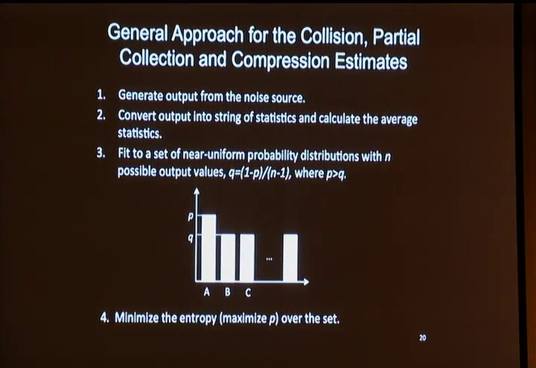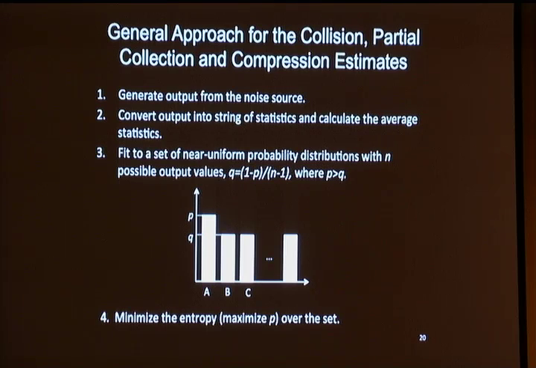So we have three more estimators: collision, partial collection, and compression. They are all based on the same idea: first, of course, we get the output from the noise source, and then we construct some test statistics from it. We convert this noise source to a test statistic, and then calculate the average of this. And then we're trying to fit this statistic to a near uniform distribution.